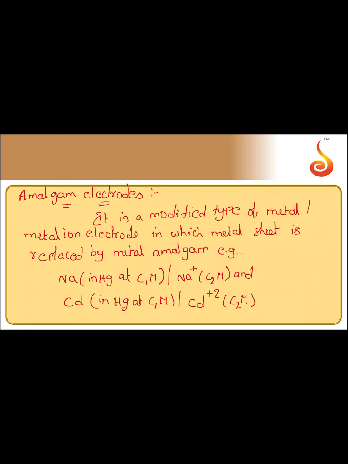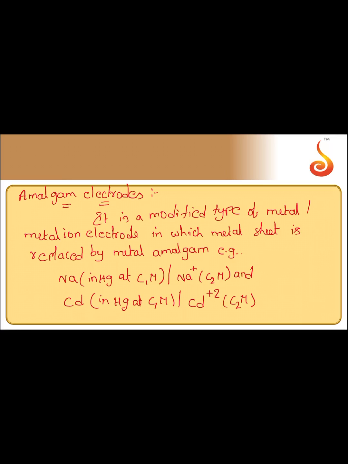It is a modified type of metal ion electrode in which the metal sheet is replaced by metal amalgam. That's why it is considered as a modified type of metal ion electrode. For example, sodium amalgam, cadmium amalgam.